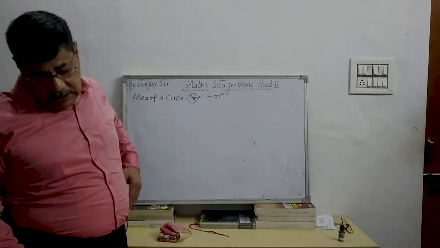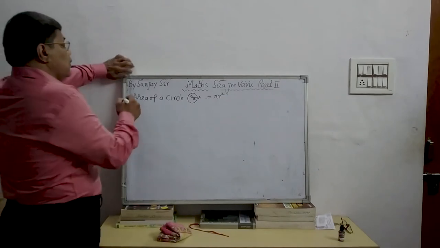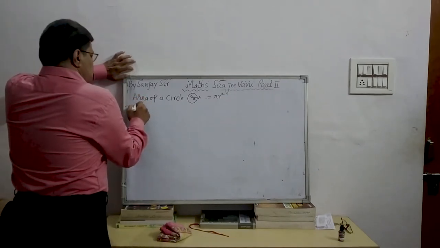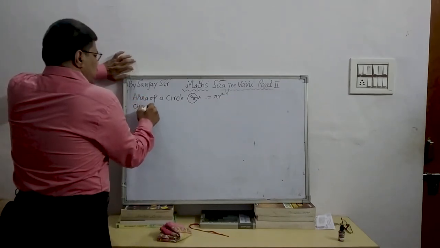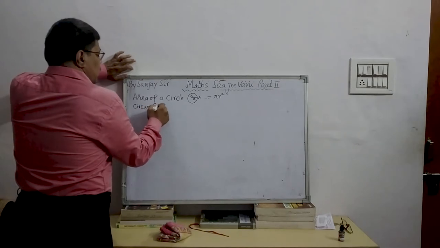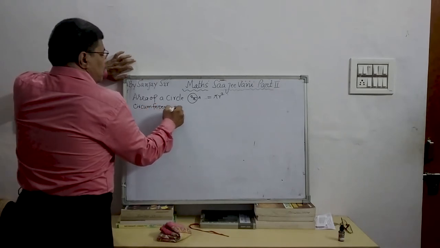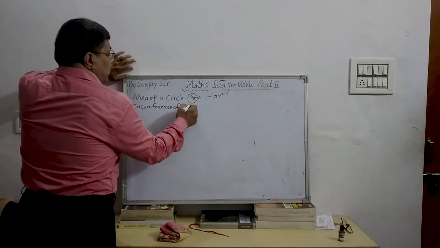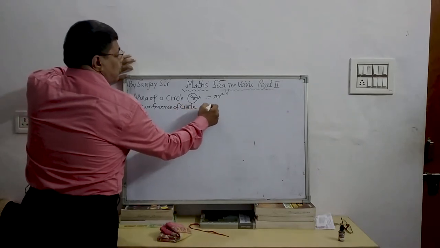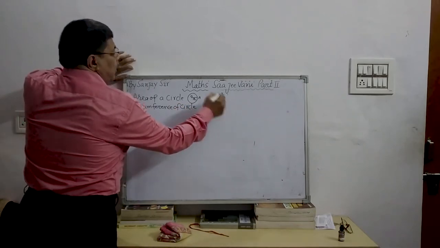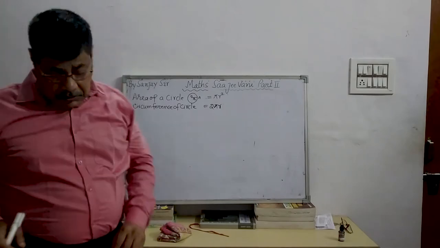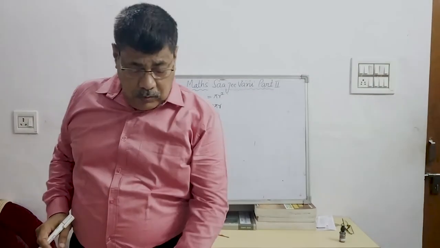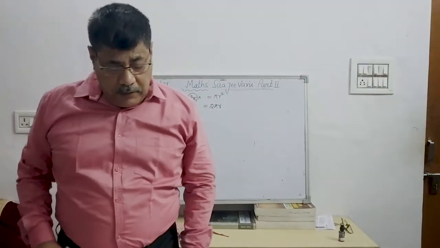Now what is its circumference? Circumference, or you can say the perimeter. The circumference of a circle will be equal to 2 pi r. Is this clear? Okay.